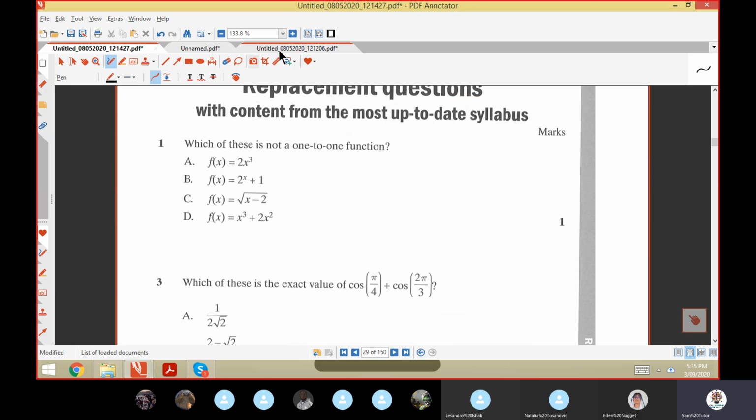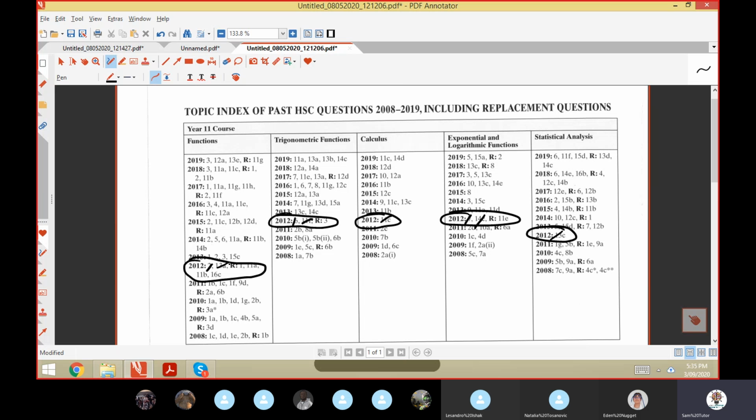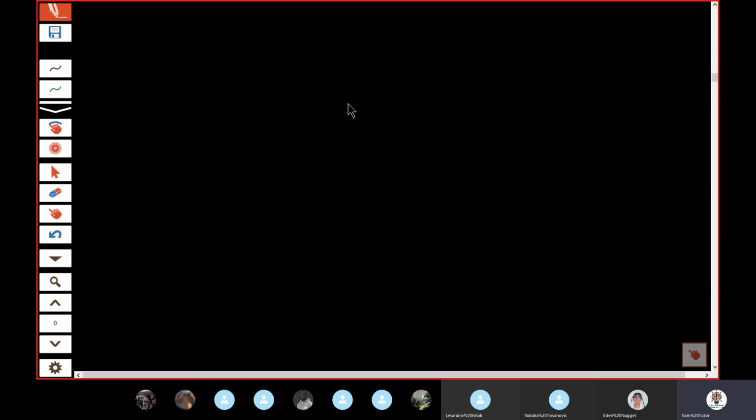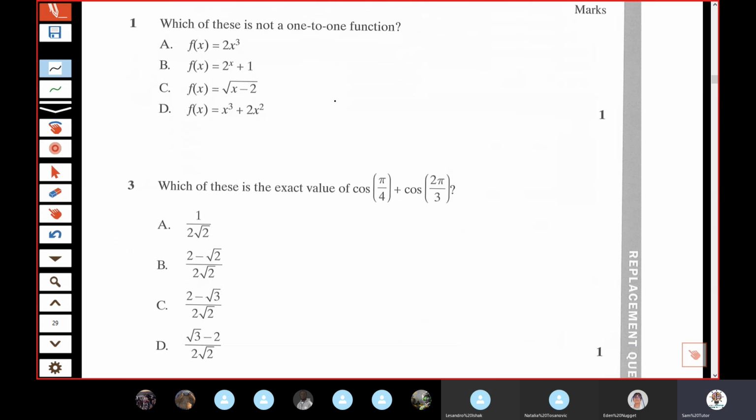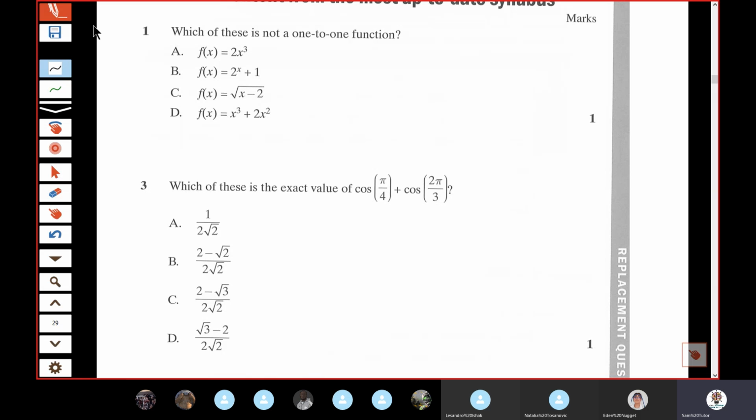All right, we're going to do question 1 and question 3 first. So question 1 and question 3. Both of them are right there. Which of these is not a one-to-one function? Let me have a look as well.